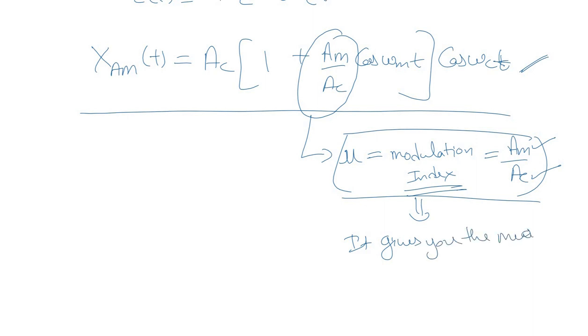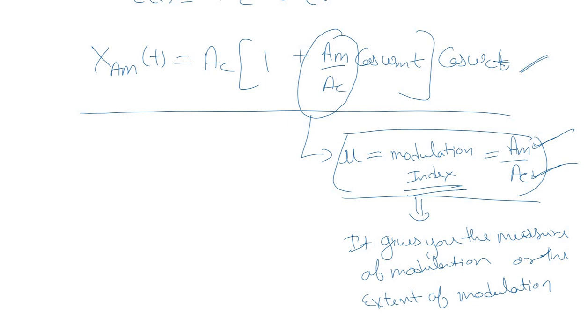Okay, it gives you the measure of modulation or the extent to which the modulation is taking place. I will discuss this in more detail. Always remember, this is the ratio of AM by AC, the ratio of amplitude of the message signal to the amplitude of the carrier signal.